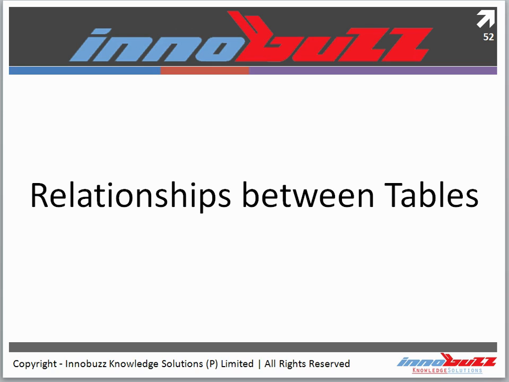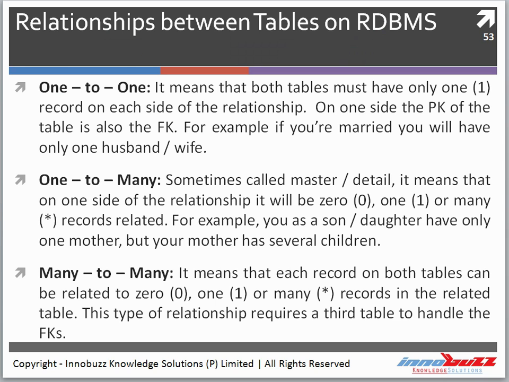Relationships between tables. One-to-one. It means that both tables must have only one record on each side of the relationship. For example, if you're married, you will have only one husband or wife. One-to-many. Sometimes called master detail, it means that on one side of the relationship it will be 0 or more records. Many-to-many. It means that each record on both tables can be related to 0 or more records in the related table.